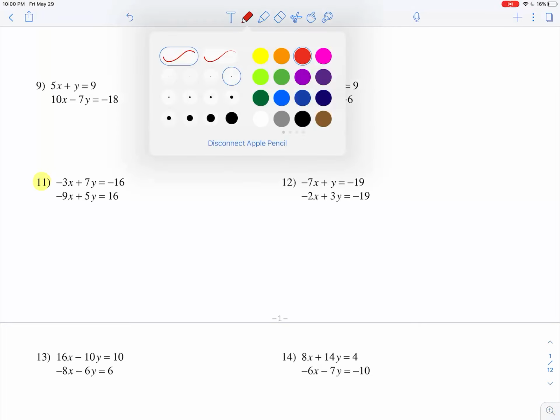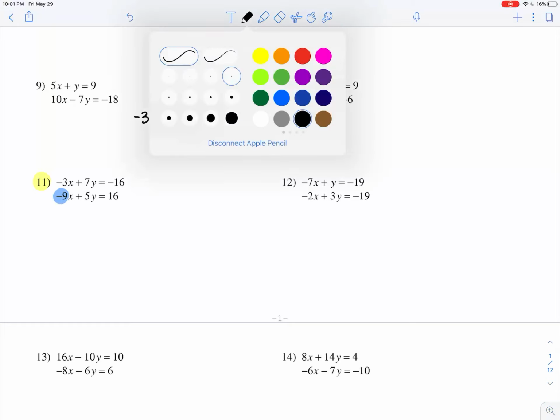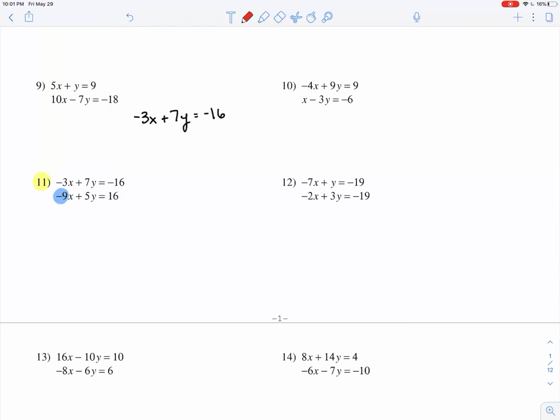So what we can do is change these numbers so that they match each other. What I see is that this -3 can be turned into a -9, or I could even make it a +9 if I really wanted to. So I'm going to take this equation, -3x plus 7y is equal to -16, and change it so the x coefficient is +9, so that we already have the elimination set up. In order to make -3 into +9, I need to multiply by -3.